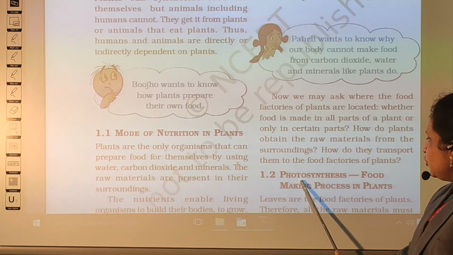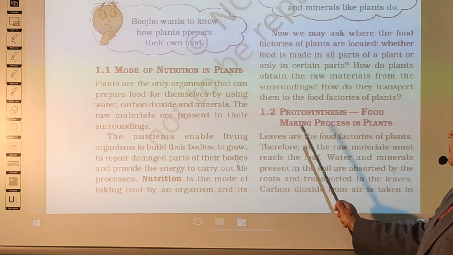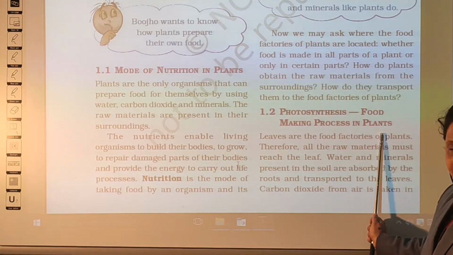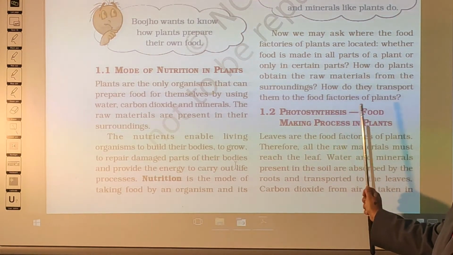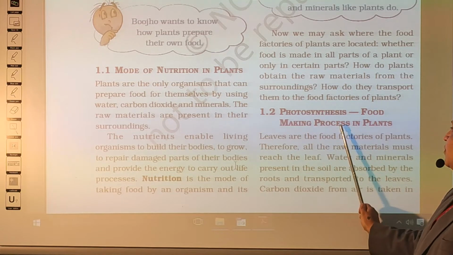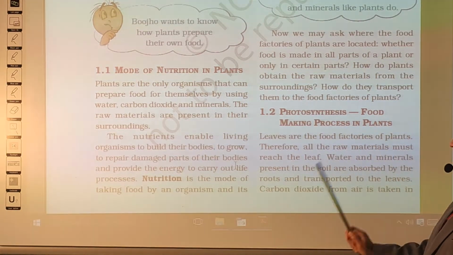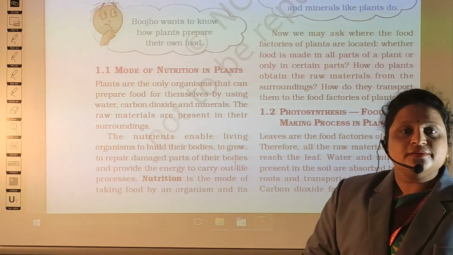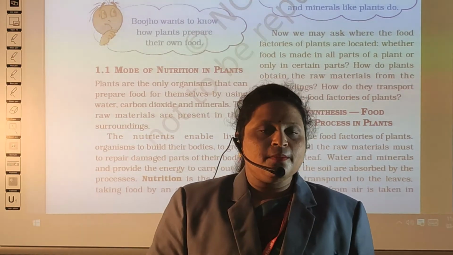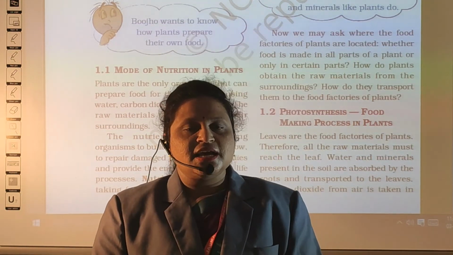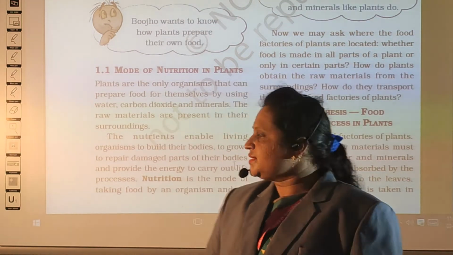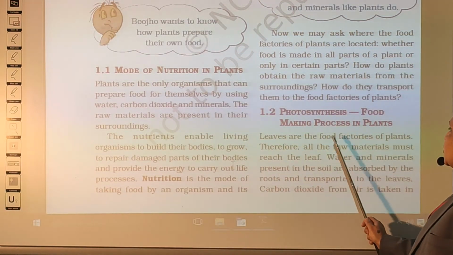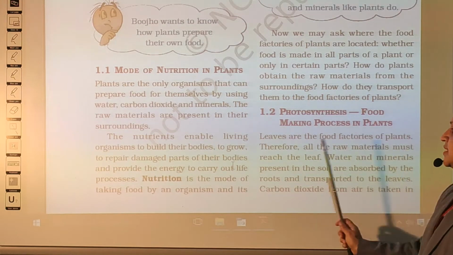1.2 Photosynthesis, the food making process in plants. What is meant by photosynthesis? Photosynthesis means the food making process in plants. So leaves are the main part of plants, because leaves are called the food factory of plants.